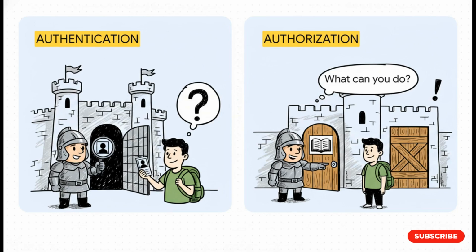Then, once they know who you are, comes step 2, authorization. This is the guard saying, "Okay, Bob, you can come in, but you're only allowed to go to the kitchen. The throne room is off limits." One confirms your identity, the other defines your permissions.